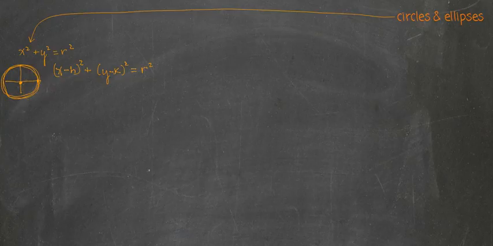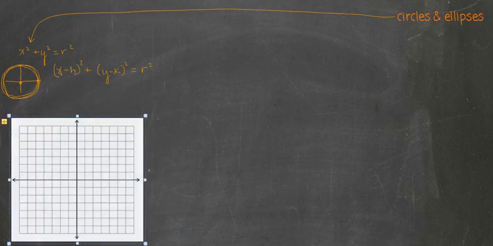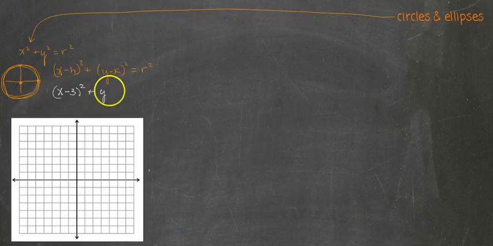So let's do an example. Let's start with a graph so we don't get something wonky looking. Probably dangerous, but I'm going to make it up. Let's say x minus 3 squared plus y plus 2 squared equals 8.